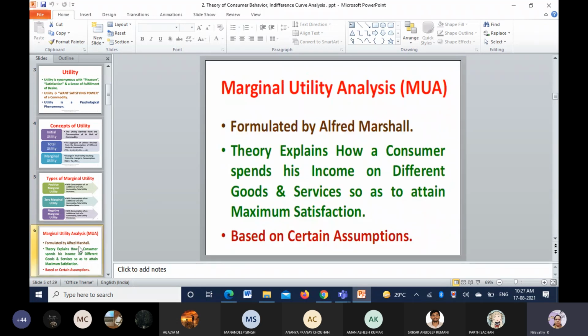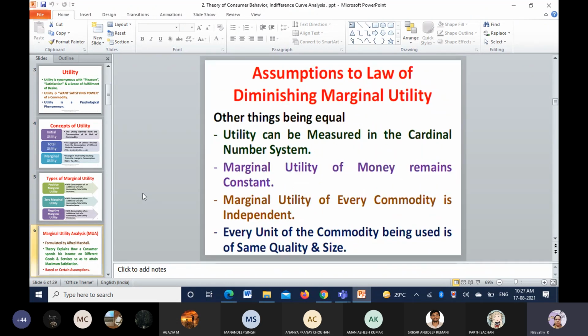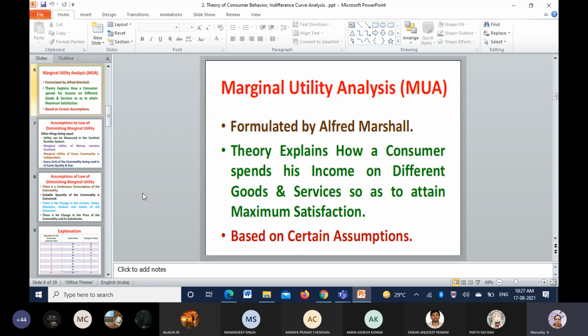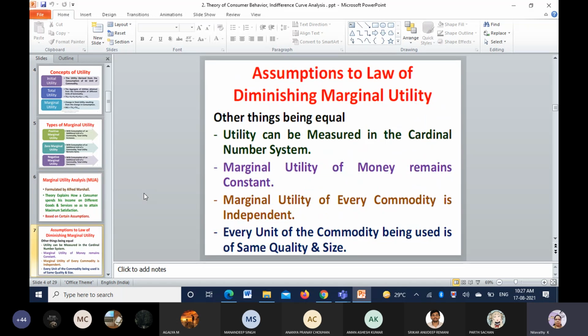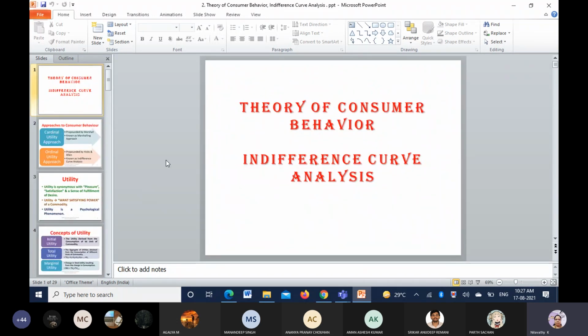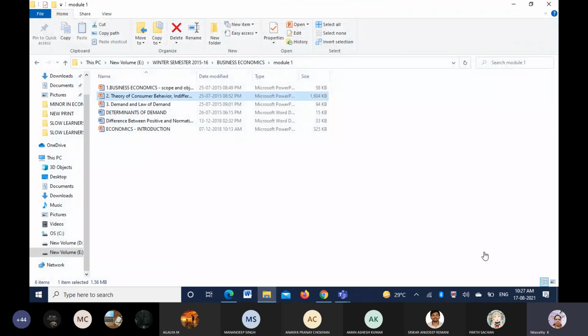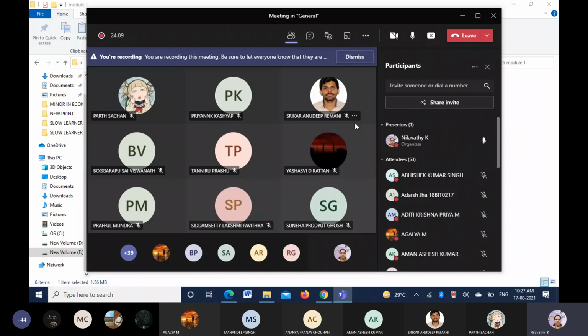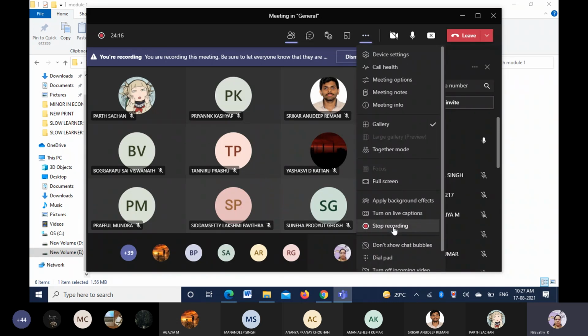The next one is the law of diminishing marginal utility, which is related to theory. We will see this in the next class, because it is a theory and I have to explain it with all the diagrams. But please be clear with the explanation that I have given right now. These are the basic ideas about utility theories. Please have an idea.